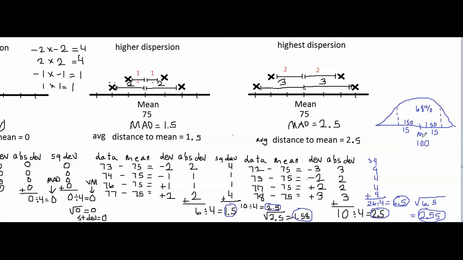So 15 below 100 is 85. 85 is one standard deviation below the mean. If you go one standard deviation above the mean, it's an IQ of 115. It's 15 above. Turns out that 68% of the general population has IQs between 85 and 115, because that's one standard deviation below and one standard deviation above the mean.